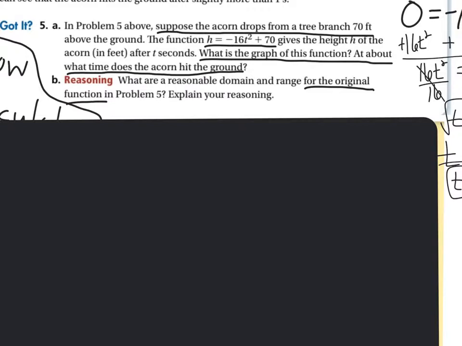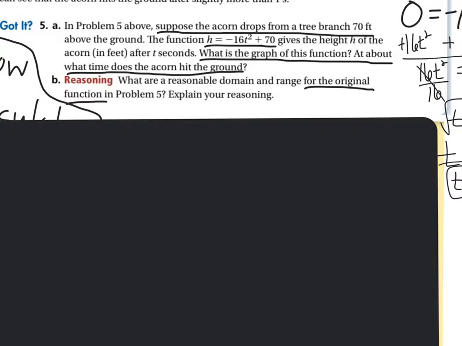So one thing to kind of visualize this, we could put this in our calculators. Putting it in your calculators, you go to y equals, put it in as y equals -16x squared plus 70. And we'll probably have to change our window. We need our y max to be higher because we're starting at 70 feet. So maybe make your y max be like 80 to 100, somewhere in there.